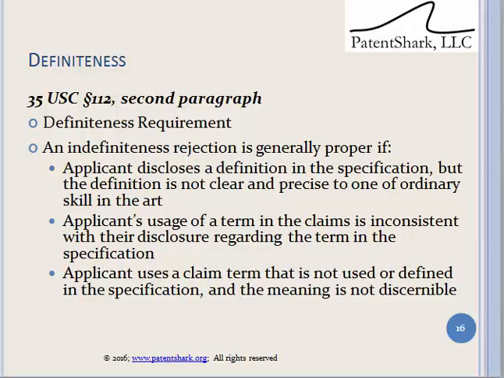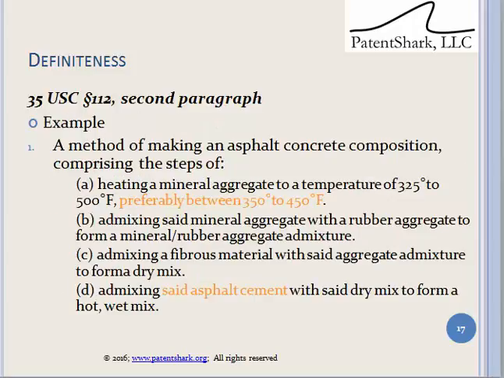Why don't we do an example to get a better understanding of this? Let's say we have claim 1, which is an independent claim, and claim 1 states in the preamble, a method of making an asphalt concrete composition, the method comprising the following 4 steps. First step, heating a mineral aggregate to a temperature of 325 degrees to 500 degrees Fahrenheit, preferably, between 350 to 450.